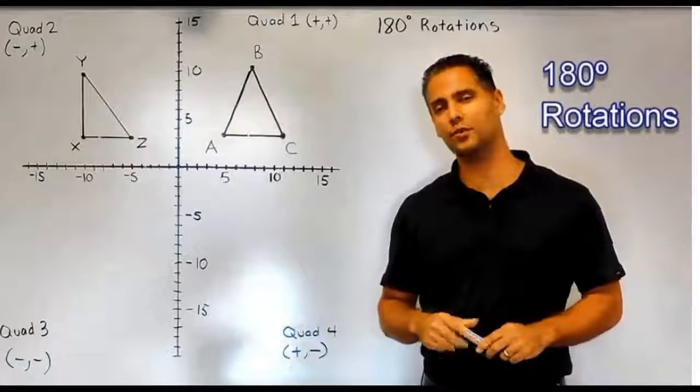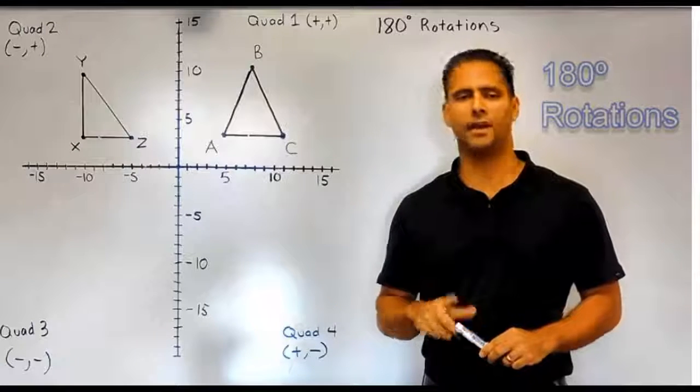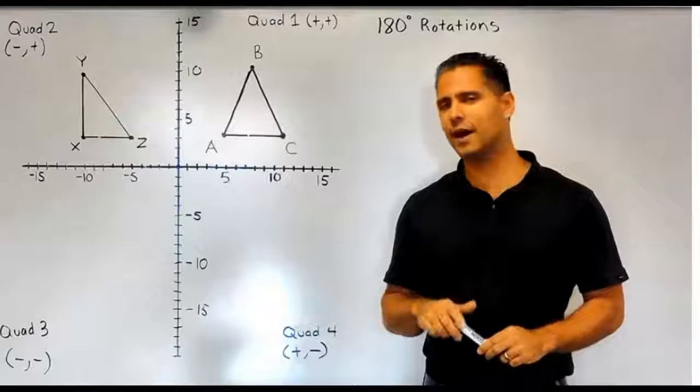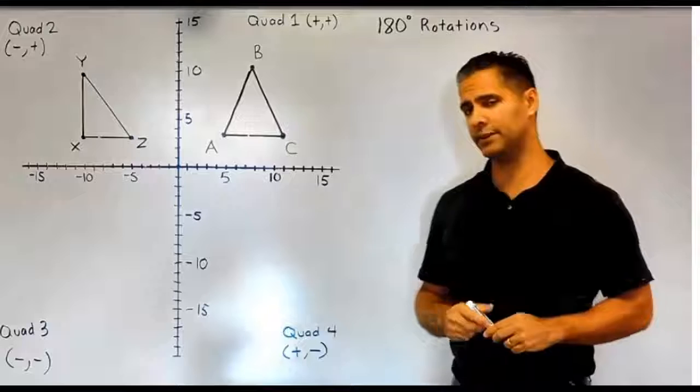Today we are going to practice rotating objects 180 degrees around the origin on the coordinate plane. And the first thing that we want to do is identify the current coordinates of the object in question. Let's start with triangle ABC.